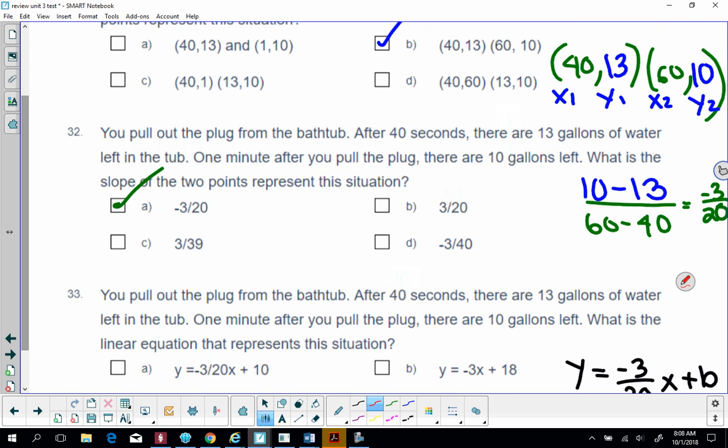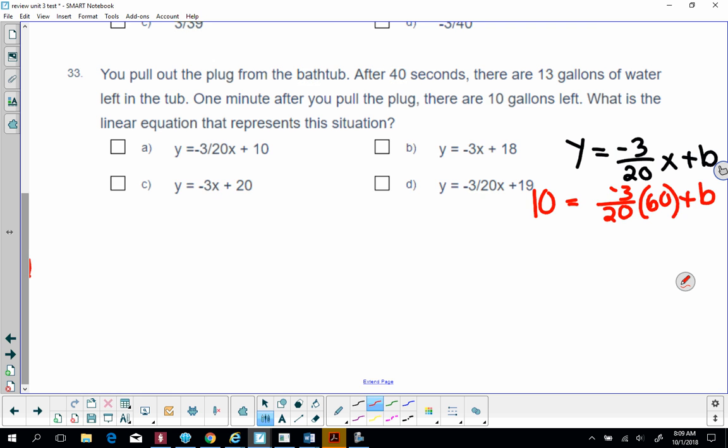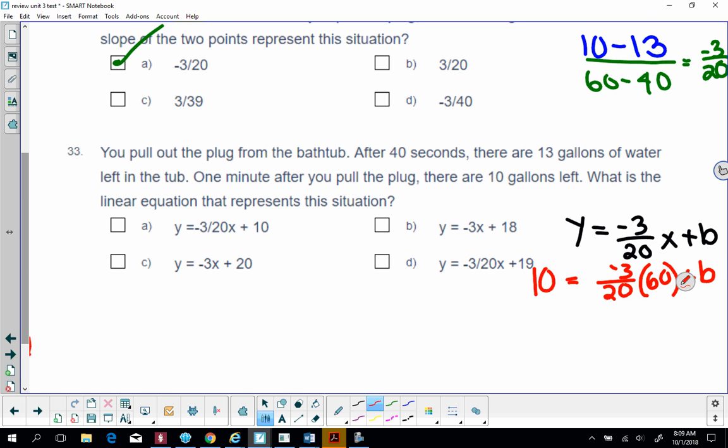So I'm going to choose 60 and 10. So instead of x, I'm going to plug in 60. Instead of y, I'm going to plug in 10. And I'm going to solve for b. And this is right from that extra credit that I had given you, that word problem, if you've done it. So 10 equals, and when you put this in, you end up getting negative 180 over 20, which ends up being negative 9, plus b.